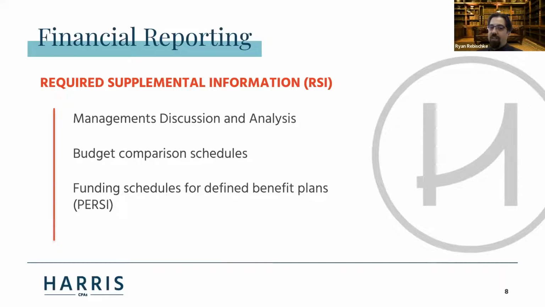And then finally, the funding schedules for the defined benefit plans, PERSI. This is a schedule that is purely for accountants and actuaries. It's informative, but if you're not an accounting person, it doesn't mean anything to you. Idaho PERSI is fantastic. It's very well funded. So it's a required schedule that we put in all of our audits and all the statements, but it doesn't really mean anything to non-financial professionals.